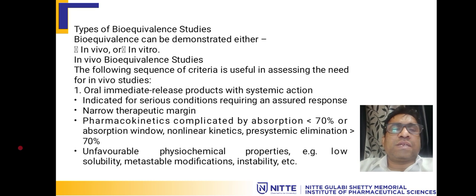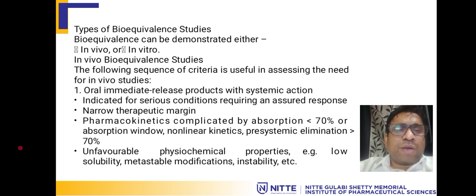Types of bioequivalence studies. Bioequivalence can be demonstrated in vivo or in vitro. In vivo bioequivalence studies: the following sequence of criteria is meaningful in expressing the need for in vivo studies. Oral immediate release products with systemic action indicated for serious conditions requiring an assured response. Narrow therapeutic margin it should be. Pharmacokinetics complicated by absorption less than 70% or absorption window. Non-linear pharmacokinetics. Pre-systemic elimination should be greater than 70%.